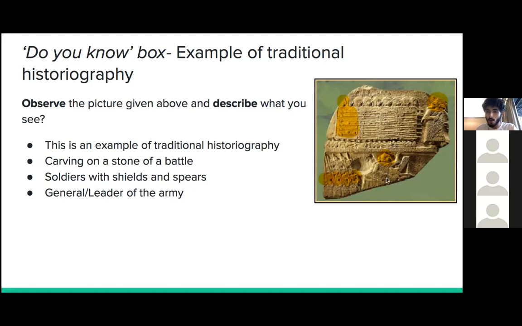This looks like a man on a horse. Most soldiers, right? So this is a record of history from the olden times in which they have shown us that some kind of battle, some kind of fight, a war is about to happen, right? These are all soldiers, this is their leader, and they're going to fight, right? So this is an example of the tradition of history. In olden times when people did not write, they kept a record of history like this, right? So you should be able to describe what you see. You can say that this is an example of traditional historiography. There are carvings. Carvings means what they do on the rock, right?